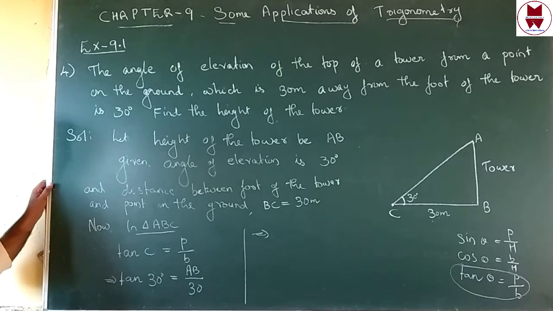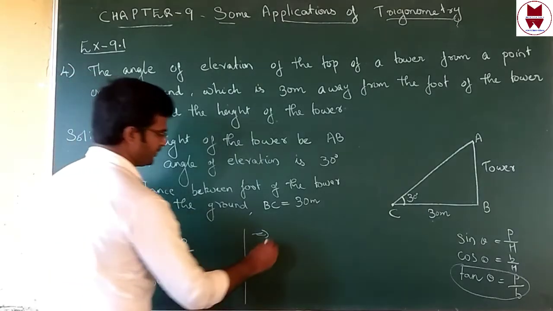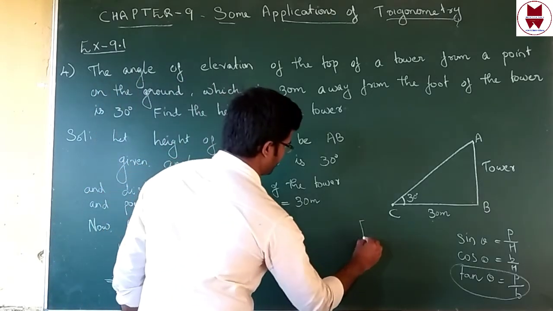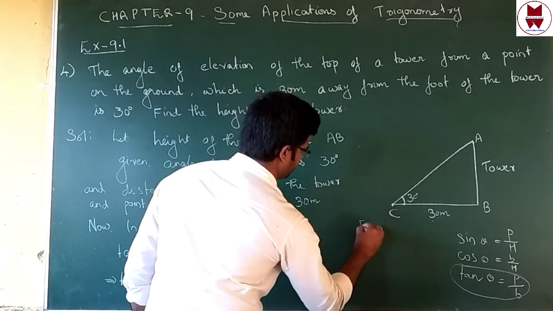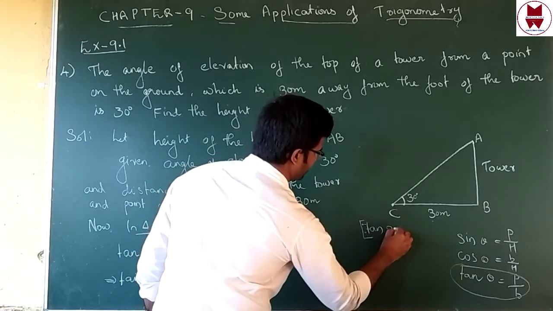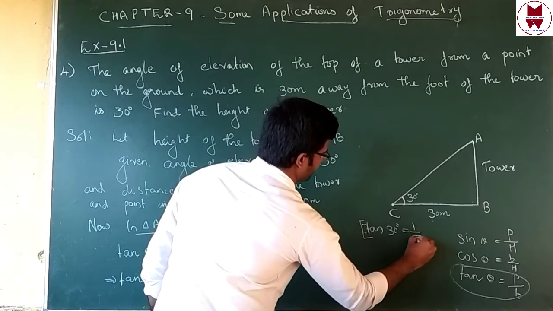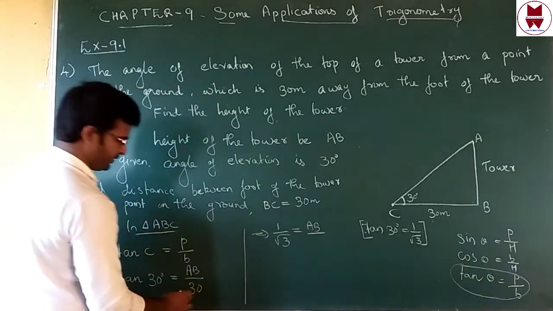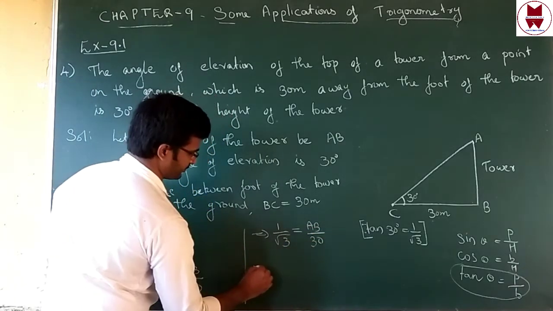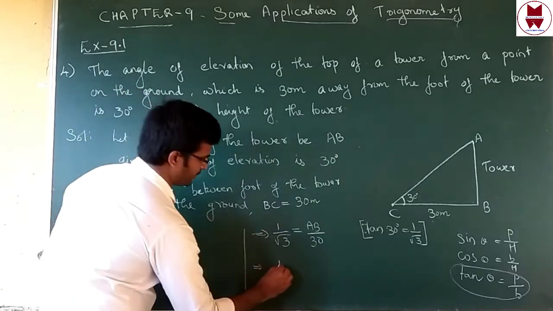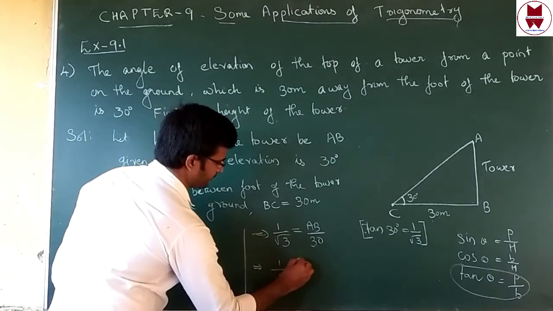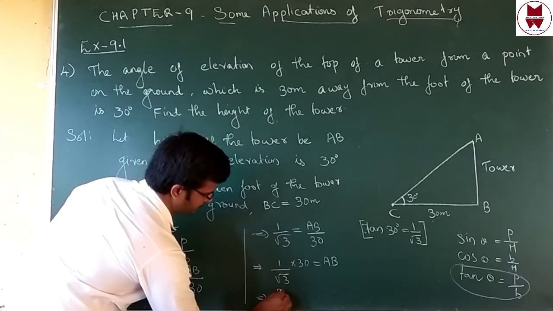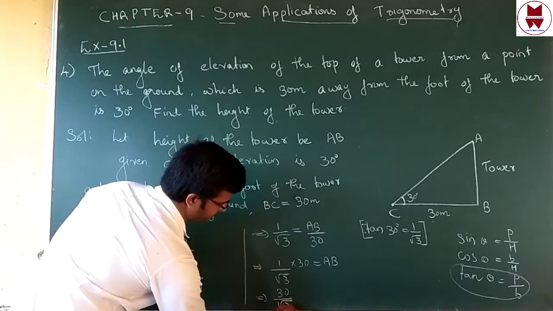Tan 30 was already studied in the table. Tan 30 value is 1 by root 3. From that table, we can write in bracket tan 30 degree equal to 1 by root 3, and AB divided by 30. Bringing 30 to the left side, we can write 1 by root 3 into 30 equal to AB, which is 30 divided by root 3.